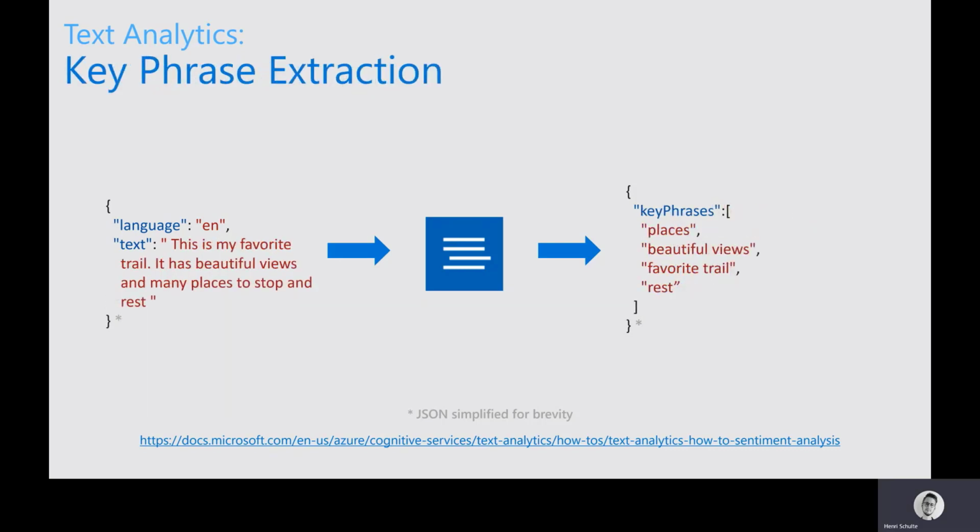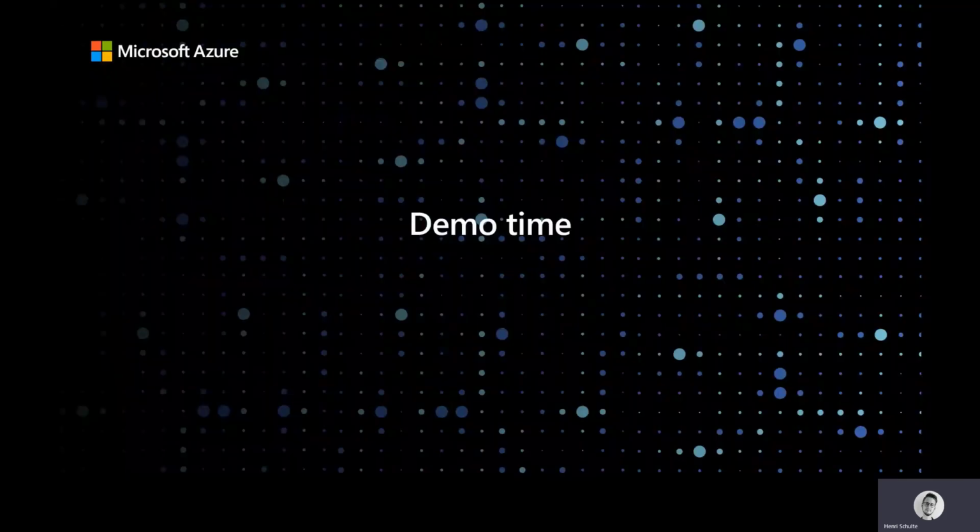Key phrase extraction is all about getting the most important, the most meaningful words out of a sentence. You see here, we pass some text and we get the key phrases out. In this case: places, beautiful views, favorite trail, rest. I don't even need to read the sentence because you roughly know already what it's about because I just read you the key phrases. Now, that was kind of a rough overview over text analytics.